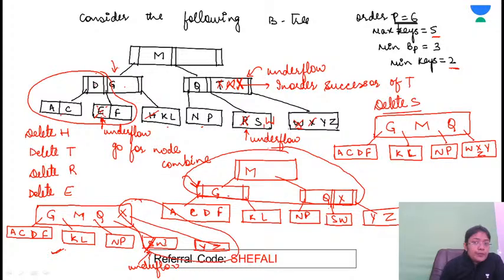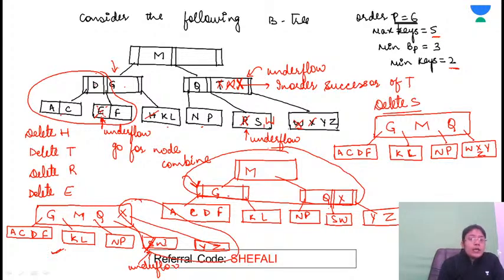Comfortable? So the conclusion is whenever some element is deleted from a node, and that node is going for underflow, this means that node is not satisfying the minimum criteria. Then in that case, first of all, it will ask the help from siblings. If siblings are not helping, they are also having the minimum number of elements, then in that case, it cannot help. Then go for node combine. That is the only concept of deletion.